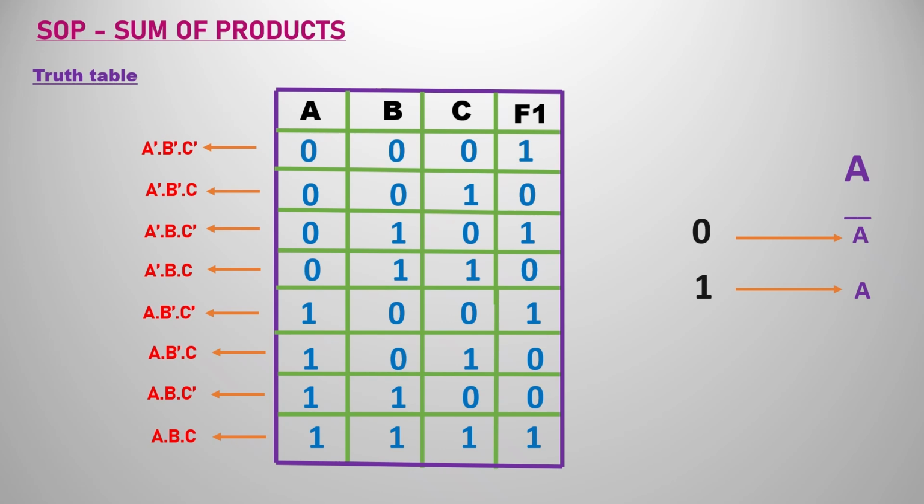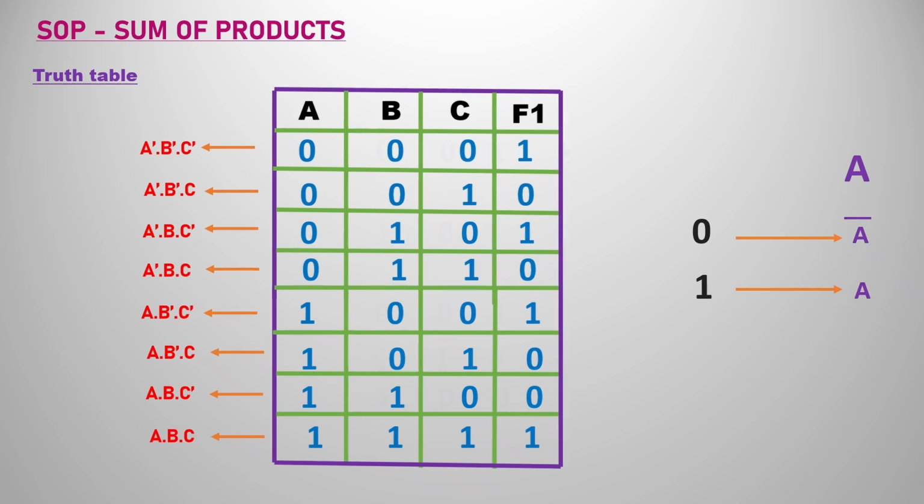If you take the last one, that is 1 1 1, with 3 variables a b c, I represent that as a b c. If you take the last but one, that is 1 1 0, I represent that as a b c bar. Likewise you can observe any row. The second one, 0 0 1, is represented as a bar, b bar, c.